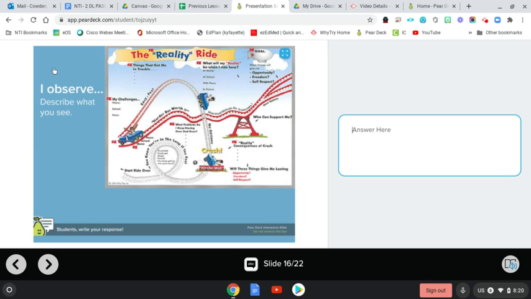Okay, so let's go back to our picture, our visual metaphor. What do you see? Look at these two roller coasters. Describe maybe what you see the differences are. Maybe some words that are next to them. Do you see loops? Do you see people having fun? What do you see?